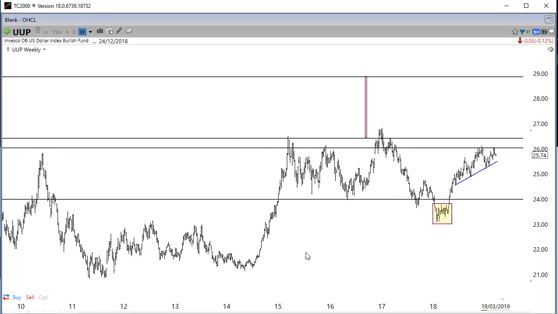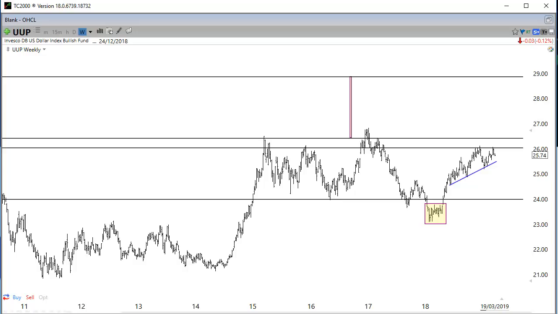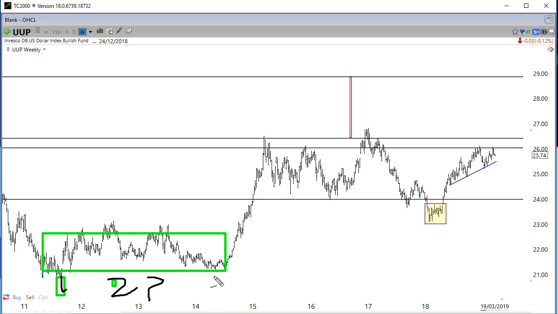Because why? Every time the market goes sideways, it's building a lot of energy. Like here, look at all that sideways movement. 1, 2, 3, and 3.5, call that 4. Once we actually broke, look at the run we actually had.